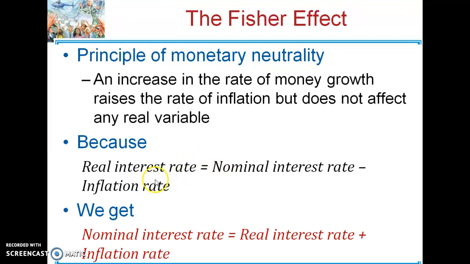So if the inflation rate picks up 1% higher, so inflation's 1% higher than it was previously, the nominal rate will increase by 1%, and the real interest rate will stay exactly the same. So this is consistent with the money neutrality on real variables.